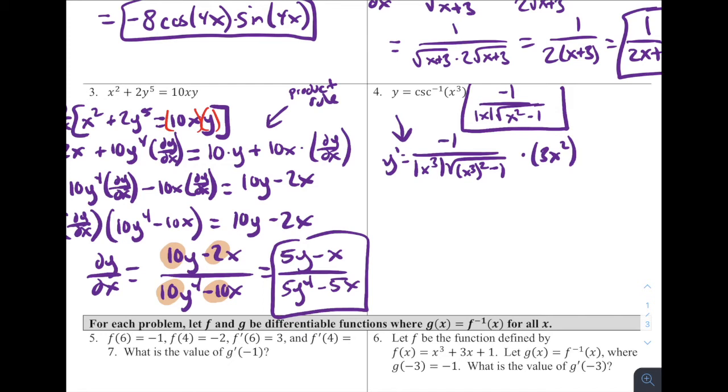And so if we simplify, this looks like this is going to be y prime is equal to -3x squared divided by the absolute value of x cubed times the square root of x to the sixth minus 1. And similar to what we did in the 3.5 lesson, we can cancel out some of these x's.